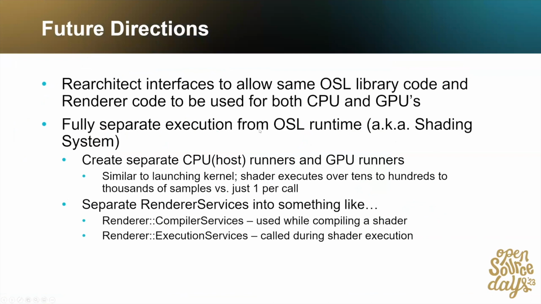So how do we get there? We really need a lot of the interfaces to change to allow the same OSL library code and the same renderer code to be used for both CPUs and multiple GPUs. Along with that, as shown on the previous slide, separating the execution from building the shading networks and compiling them. So creating separate CPU host runners and GPU runners to work more in a kernel launch style, rather than just shading one pixel per call, shading tens, hundreds, or thousands of them.